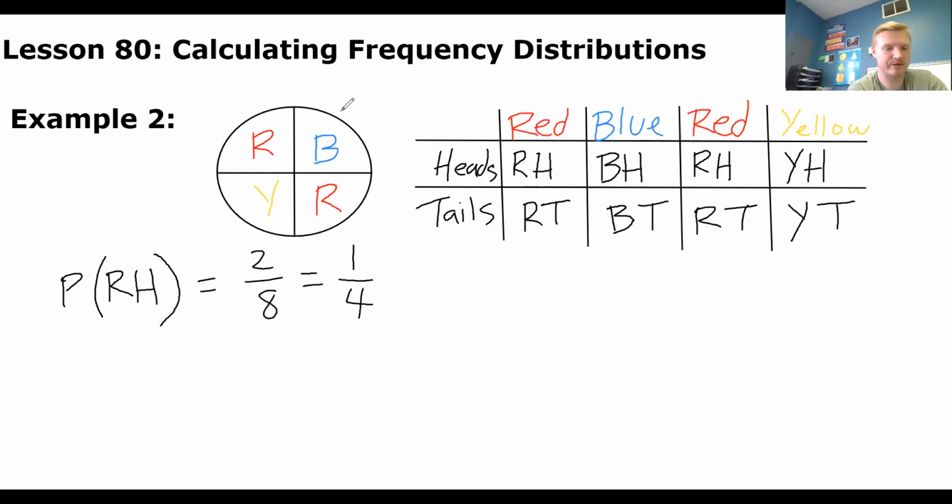Okay, so what's my probability of getting blue? So the probability of blue and flipping a coin and getting heads. So I have 1 blue heads right here, and that's it. So 1 out of 8.